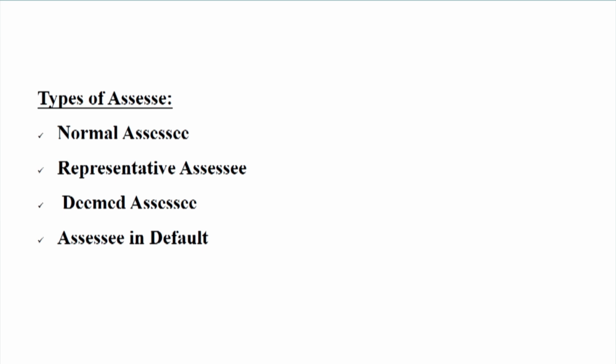Representative assessee is the assessee who files its ITR on behalf of another person, जो दूसरों को, like filing someone else's ITR as a representative. This is an example of the representative assessee. Deemed assessee is the assessee who pays the volume of tax on the income of others. Assessee in default is the assessee who does not pay the volume of tax in time as well as file its ITR in time.